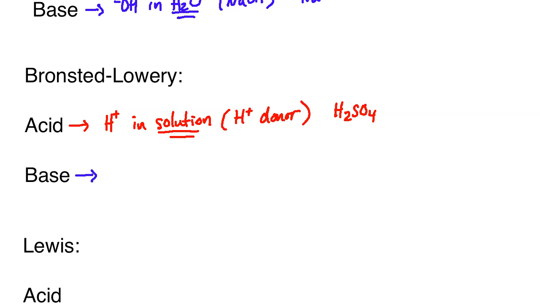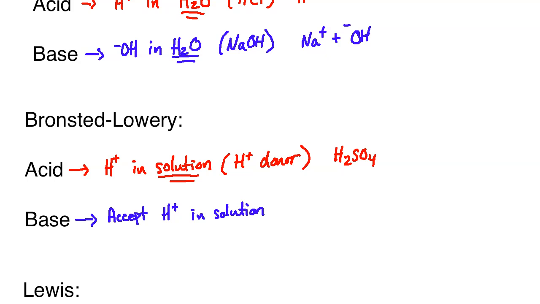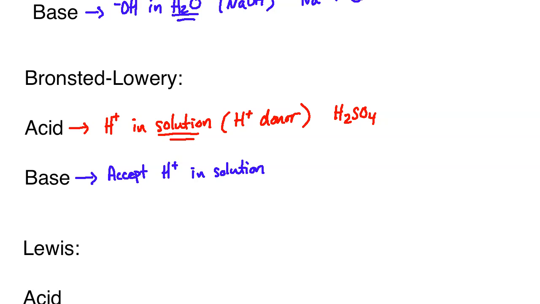So when we get ready to look at a base, this is where there's really more expansion in the definition. On the side of the base, it's anything that will accept a H plus. So if something can accept H plus in solution, it is going to be considered a base. This is a very freeing definition compared to Arrhenius, because in the Arrhenius definition we were forced to stick to hydroxide ions. In Bronsted-Lowry, the base is released from having to generate hydroxide ions, and it can be anything that is going to accept H plus in solution.